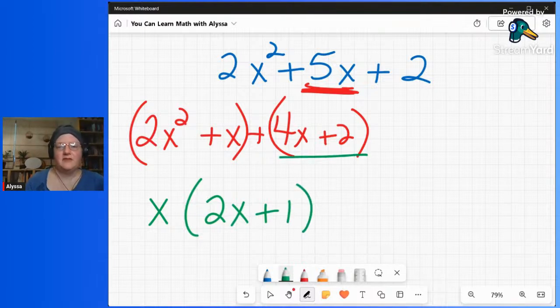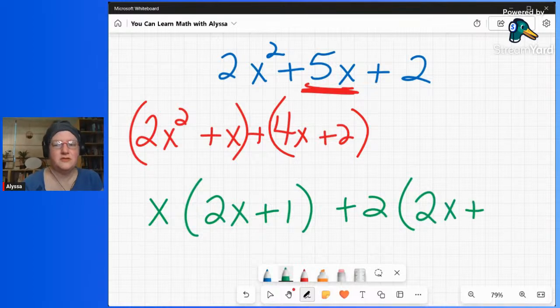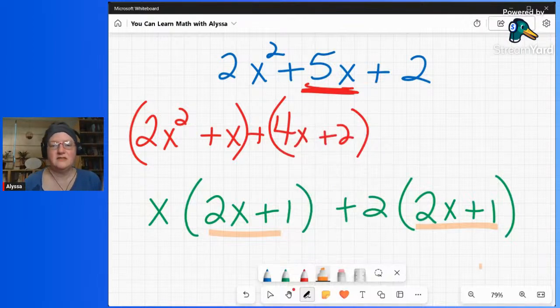And then on this side, 4x plus 2. There's not a shared x, but there is a shared coefficient. I can pull out a 2. And leaves behind 2x plus 1. Hey, they're the same, which is what we want. Then we did our job right.